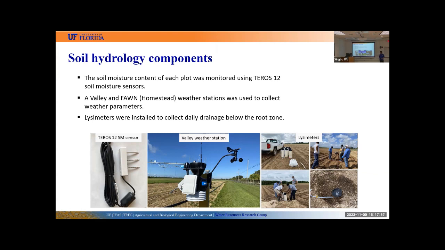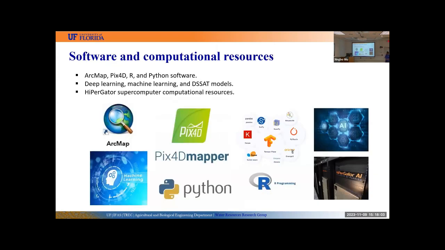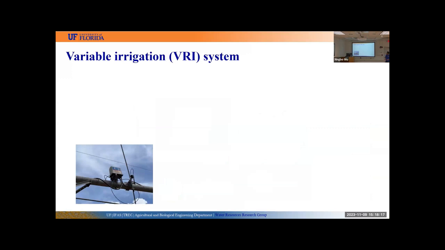These two pipes are the ones we use to extract or pump out the amount of water stored in the lysimeter. And these are some of the software we use for our analysis. In addition to this software, we also used the HiPerGator supercomputer computational resource for our analysis. And as I was mentioning before, in this experiment site, our irrigation system was equipped with VRI technology.